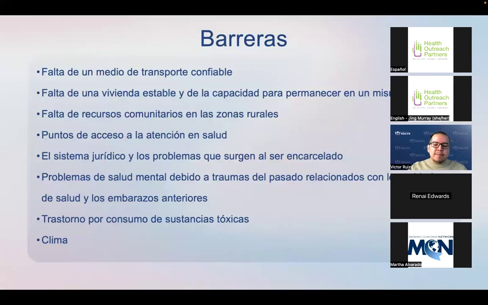Some of the barriers I went through: the lack of reliable transportation, lack of stable housing and ability to stay in one place. Sometimes it takes us going out there and looking for them on foot, day after day, to make sure we're able to reach those clients. There's also the lack of community resources in rural settings, healthcare access points, legal system issues such as being incarcerated, mental health issues, past traumas around healthcare and previous pregnancies, substance use disorder, and the weather, as we mentioned.